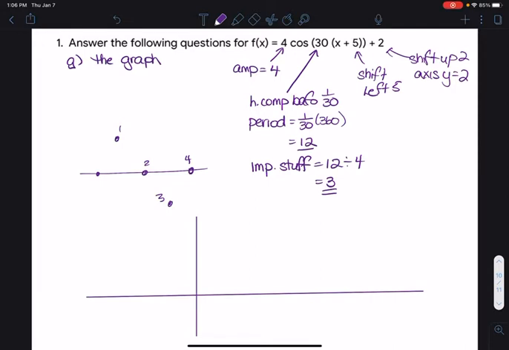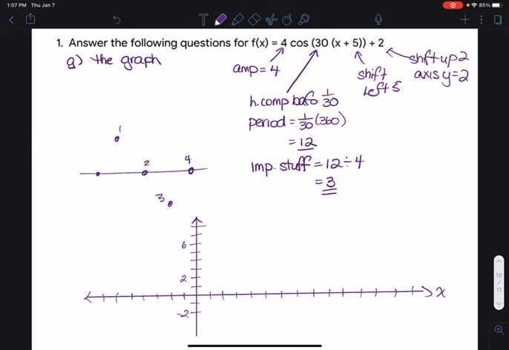I know it'll take 12 to repeat it. So 1, 2, 3, 4, 5, 6, 7, 8, 10, 11, 12. And I need to go up to 6 because my axis is at 2, and then it goes up 4 from there. So this is 6, this is 2. We need to go at least down 2. And I need to go to the left 5. 1, 2, 3, 4, 5. Put some extra ticks on there.